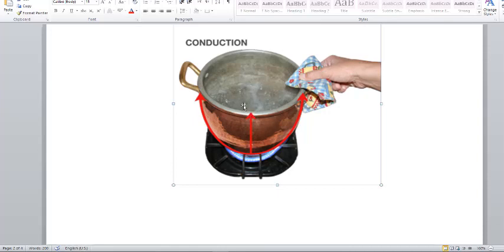This is a conductor because it's made of metal. This is made of metal and it's a conductor. Heat moves through the conductor easily. It goes up easily. This is what we call conduction.